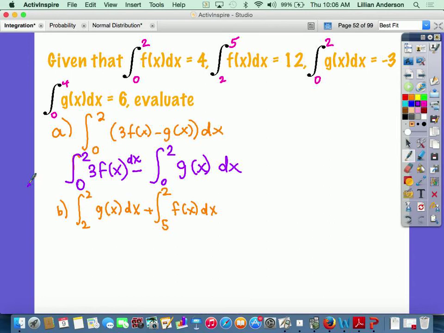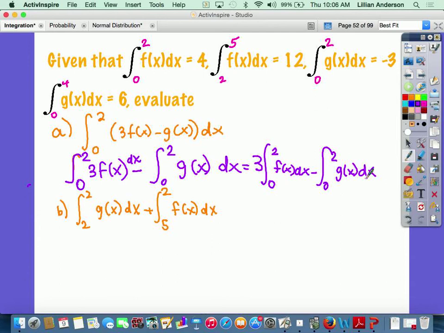Now for this first part, I've got a constant, right? What do I do to the constant? I take it out. So then this becomes 3 times the integral from 0 to 2 of f of x dx minus the integral from 0 to 2 of g of x dx. And I'm just showing all the steps. If you already know it, you can of course skip this, but I'm just showing all the steps.